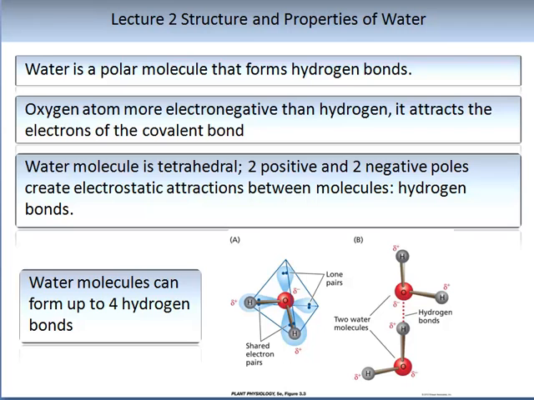The oxygen atom is more electronegative than the hydrogen. This means it attracts the electrons for the covalent bond. A covalent bond is a very strong bond. A hydrogen bond is a weaker bond. The water molecule is called a tetrahedral. That means it has 2 positive and 2 negative poles. This creates electrostatic attractions between the molecules and the hydrogen bonds. Water molecules can form up to 4 hydrogen bonds, as shown on the image on the slide.